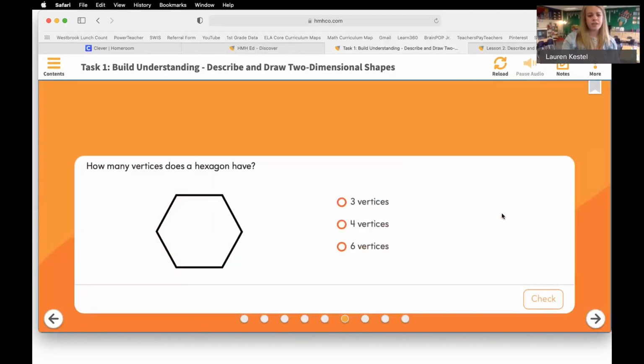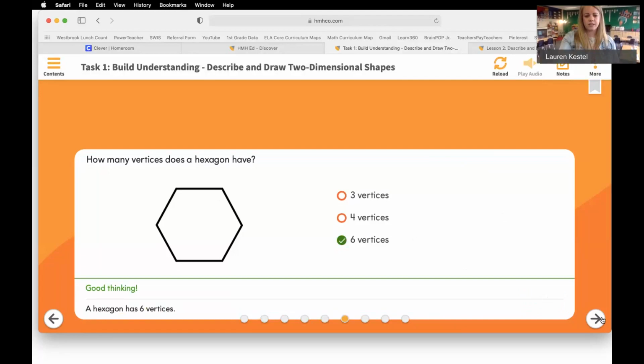How many vertices does a hexagon have? Remember, a vertice is like a corner. 3 vertices, 4 vertices, or 6 vertices? Yep, a hexagon has 6 vertices.